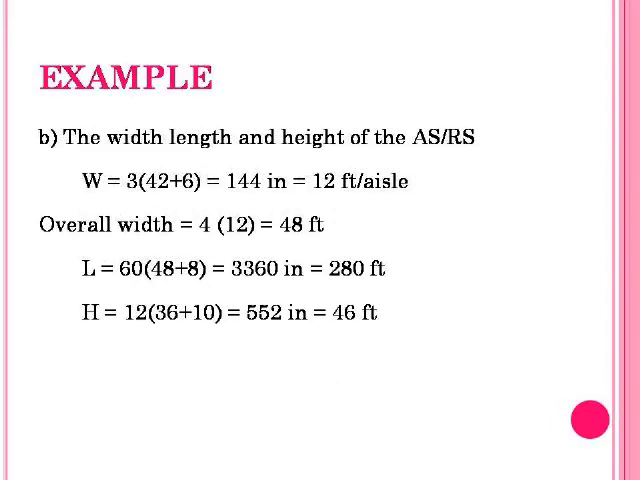The width, length and height of the ASRS: W is equal to 3 multiplied by 42 plus 6, which is 144 inches, or 12 feet per aisle, and overall width is 4 into 12, which is equal to 48 feet. L, the total length, is equal to 60 multiplied by 48 plus 8, which is 280 feet. H is equal to 12 multiplied by 36 plus 10, which is equal to 46 feet. That's how we can easily find out the length, height and width of the ASRS.